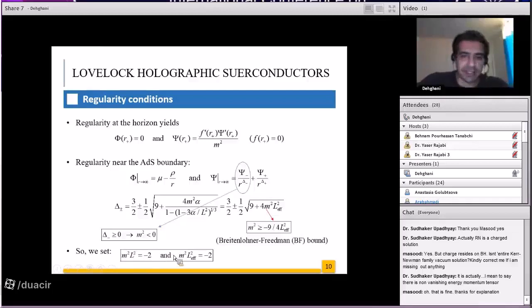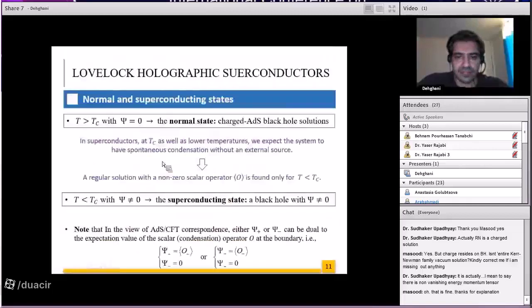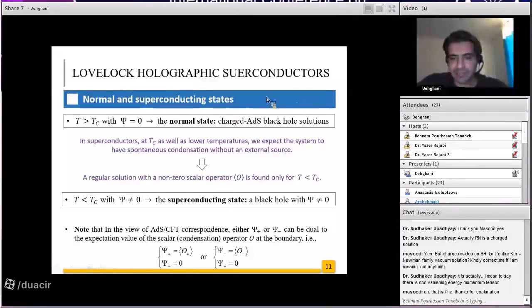delta minus, the square mass should be negative. So, putting all these together, we can fix the square mass equal to -2, and from this one, we can find the allowed range of the Lovelock coupling.